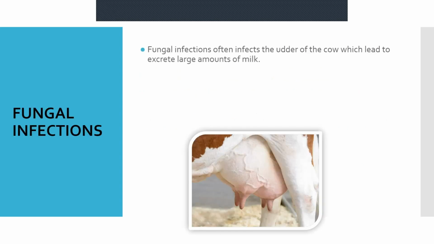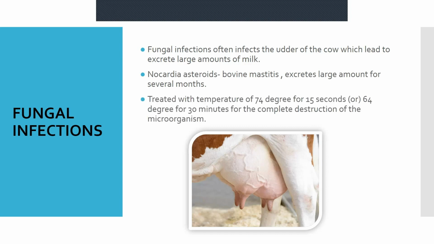Fungal infection. In fungal infection, the udder of the cow gets infected, and the udder of the cow tends to excrete a large amount of milk. Nocardia asteroides causes bovine mastitis, and it excretes a large amount for several months. It is treated with a temperature of 74 degrees Celsius for 15 seconds. The milk of the animal is treated at 74 degrees for 15 seconds or 64 degrees for 30 minutes for the complete destruction of the microorganism.